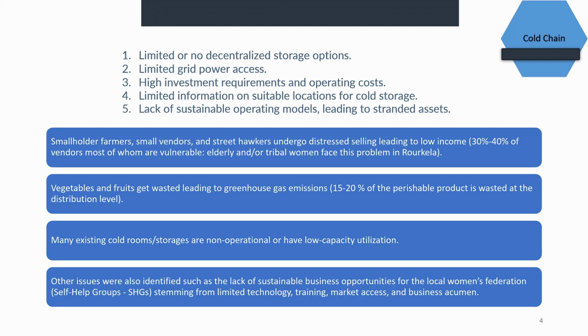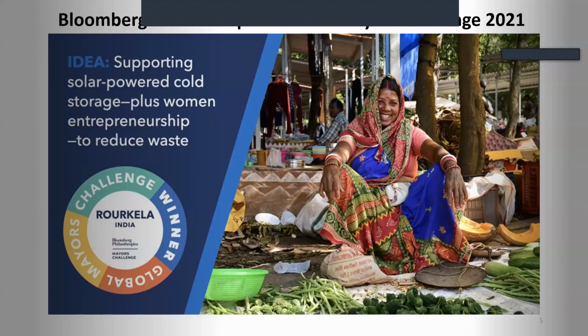So one of the projects that I'm going to highlight is the Bloomberg Global Mayors Challenge. Back in 2021, there was this competition by Bloomberg in which around 600 cities took part and represented an idea on how to improve their city conditions in a sustainable manner. Rourkela was one of the cities from India which won this challenge. In total there were 15 winners, out of which Rourkela is one of the only cities from India that has won the challenge.